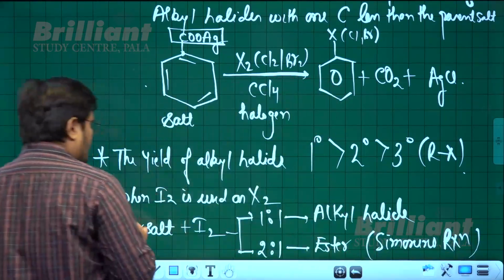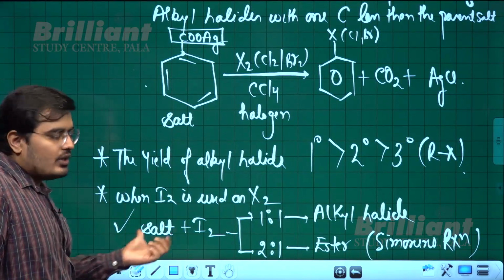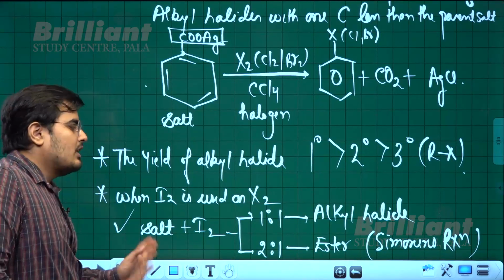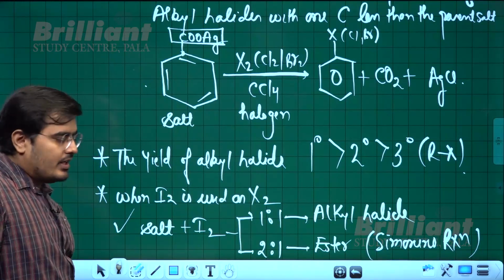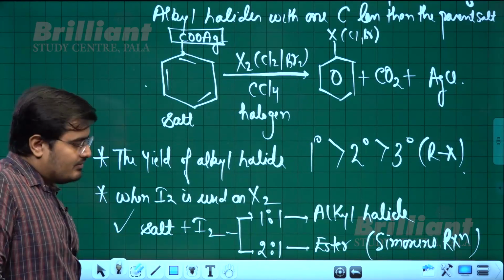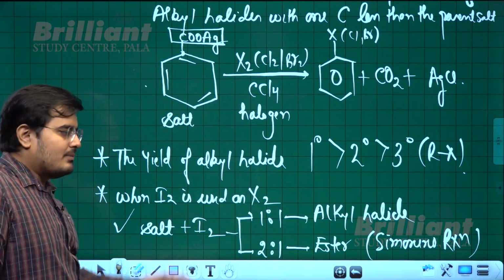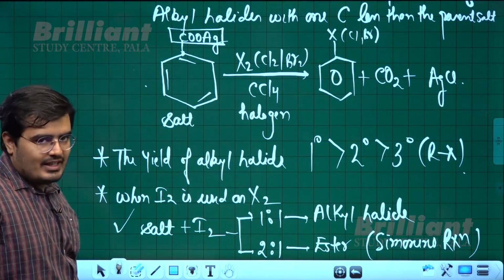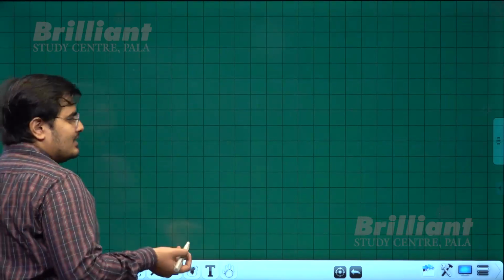So while doing it with iodine, you have to be very careful with the salt to iodine composition. If it is 1:1, it will work as the normal Hunsdiecker-Borodin reaction, whereas if you mess up the ratio, you can take it as 2:1, then instead of getting alkyl halide as the product, you are going to end up with ester. So I am going to give you a little insight into the mechanism of this reaction.